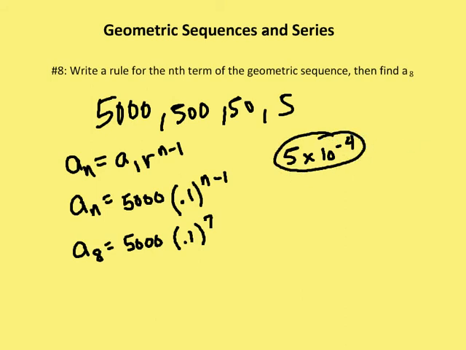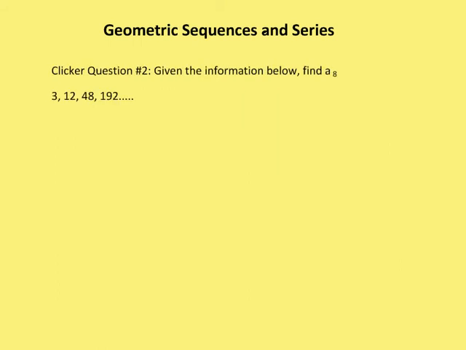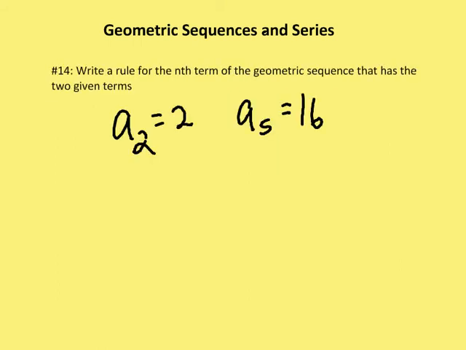Okay. In the next question, I'm asked to write a rule for the nth term of the geometric sequence that has the two given terms. Now, there are a couple of ways to do this. One is you can kind of eyeball the ratio and try to figure out what it might be.